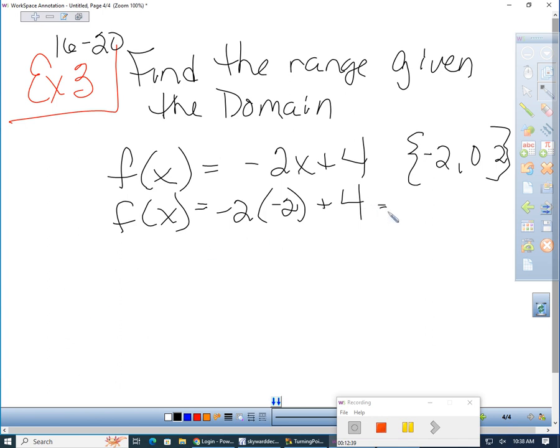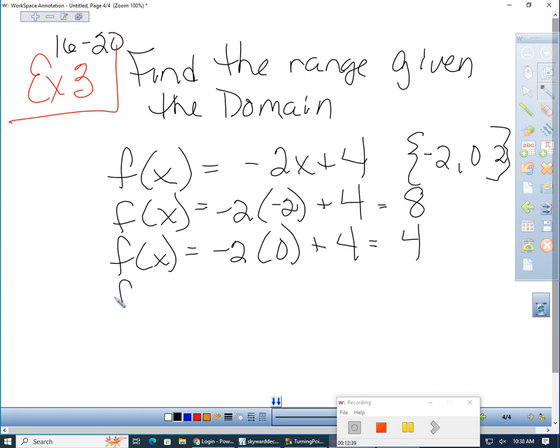Negative 2 times negative 2 is 4, plus 4 is 8. I have f of x equals negative 2 times 0 plus 4. 4, good. And then I have f of x equals negative 2 times 2 plus 4. 0. All right. Now that I've plugged each one in, I have to find my range.